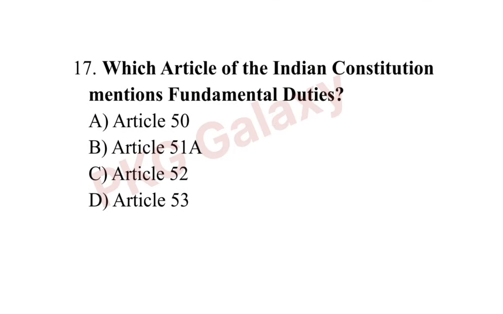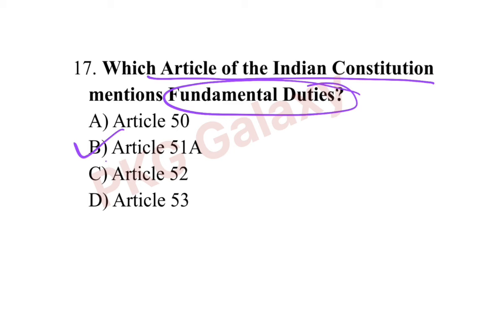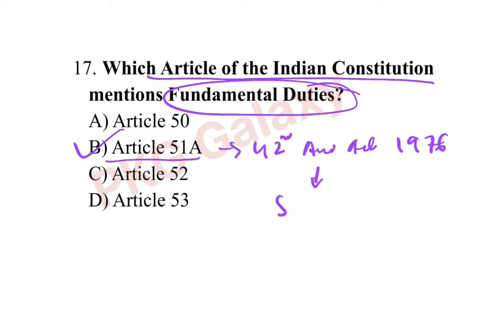Next question. Which article of the Indian Constitution mentions the fundamental duties? The correct answer is option B, Article 51A. In the original Constitution, fundamental duties were not there. Later it has been added through the 42nd Amendment Act of 1976 on the recommendation of the Swaran Singh Committee.